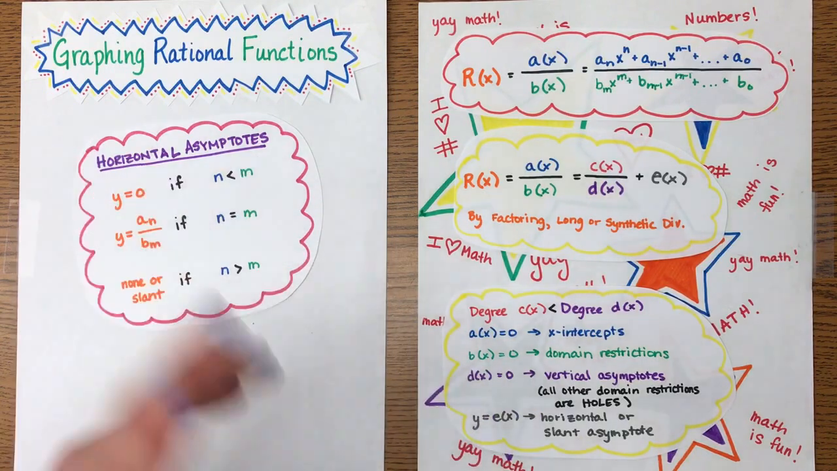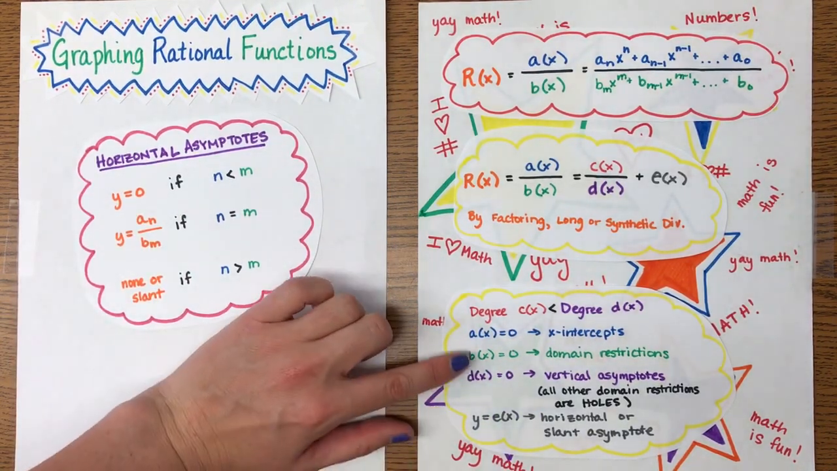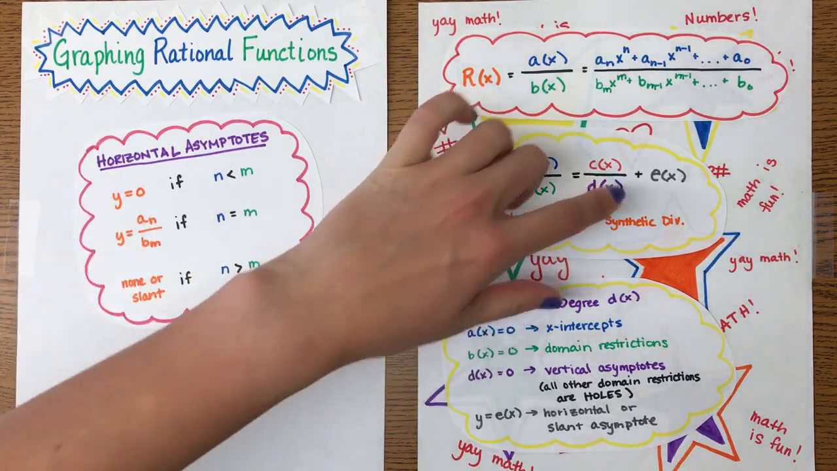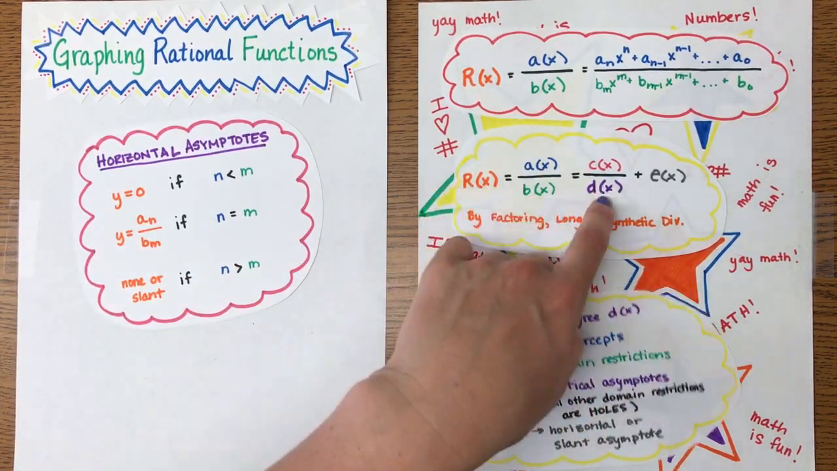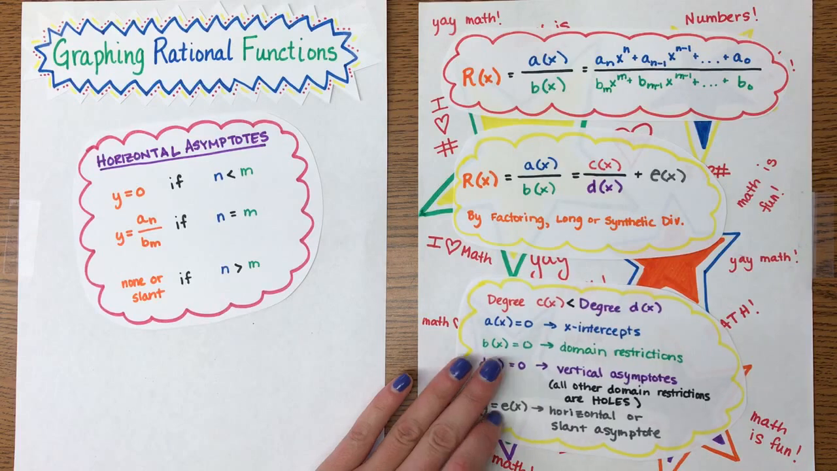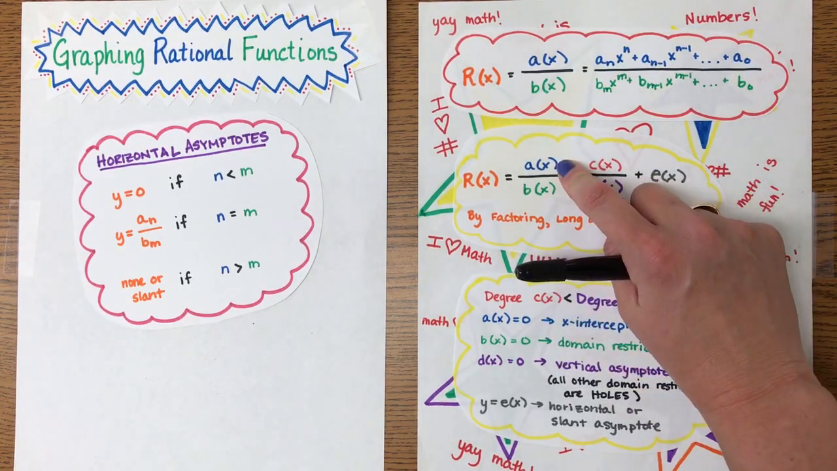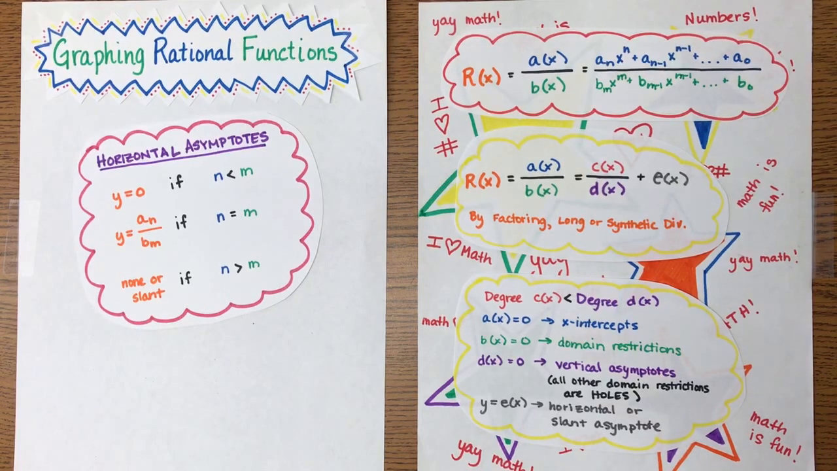I've also got some other interesting things here. Our domain restrictions are from b of x. Once we've simplified and done division, we end up getting a new denominator, and that new denominator is going to give our vertical asymptotes. Any other domain restrictions from b of x that no longer appear are going to represent holes in our graph. And if I set this numerator equal to 0, I'll get my x-intercepts, but we'll look at that one a little bit later.